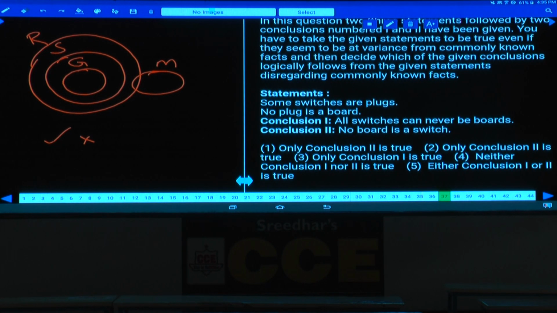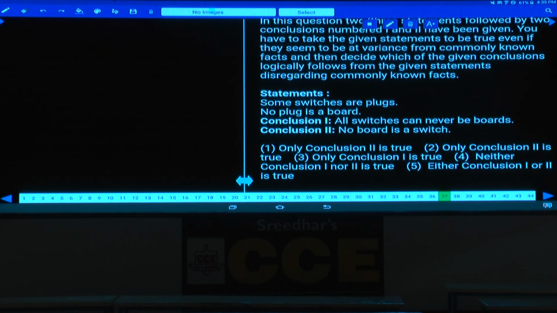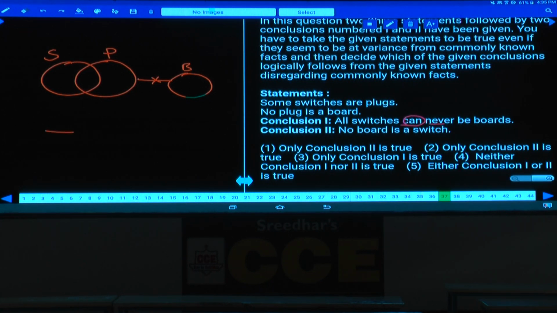Then coming to question number 37. Now in this one, some switches are plugs. Some of the switches are plugs can be written like this, switch and plug. Next one, no plug is a board. No intersection between plug and board. Then all switches can never be. The first one is a possibility: can is a possibility, never is negative. Hence all switches are boards can is not possible.